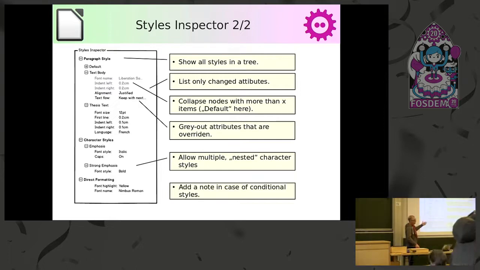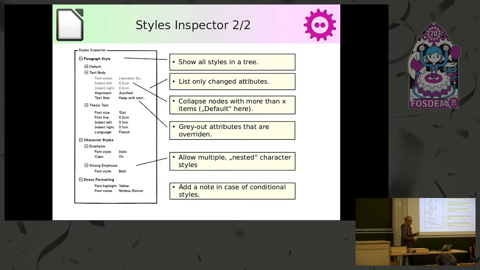In this case, the user has derived another style from text body, in this particular situation with a font size of 12 and language in French. So it's a French guy writing a thesis based on the text body. Makes quite sense. The goal is to see clearly what is applied.